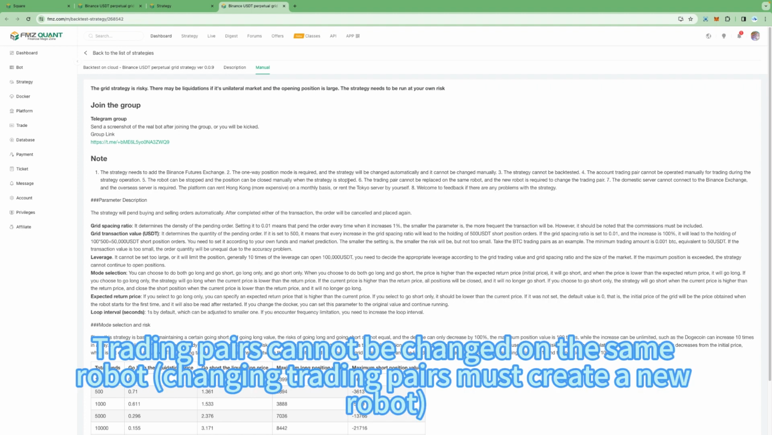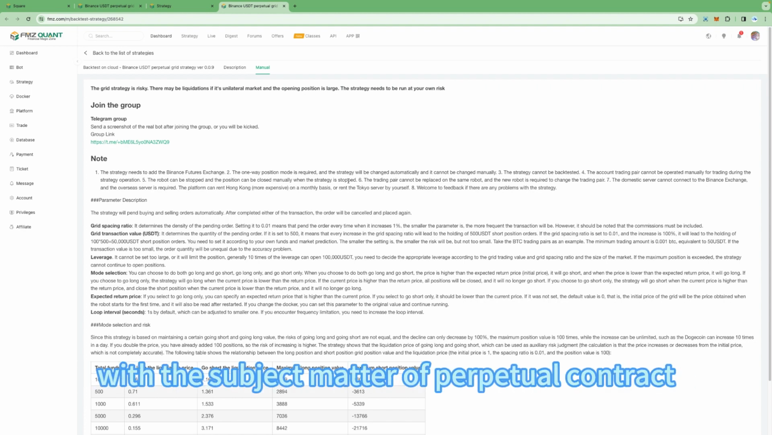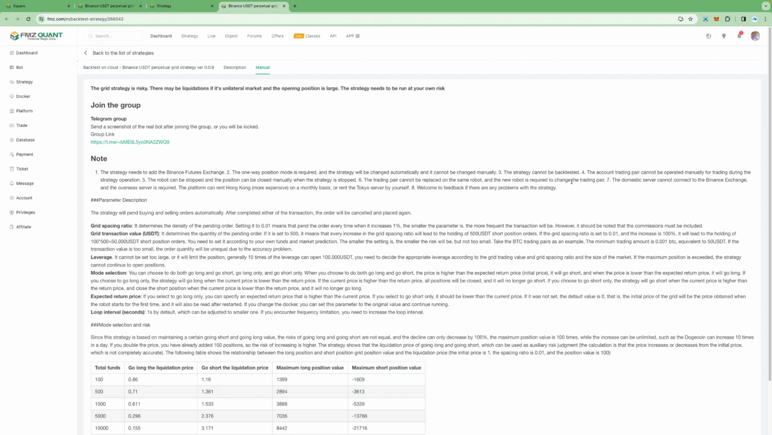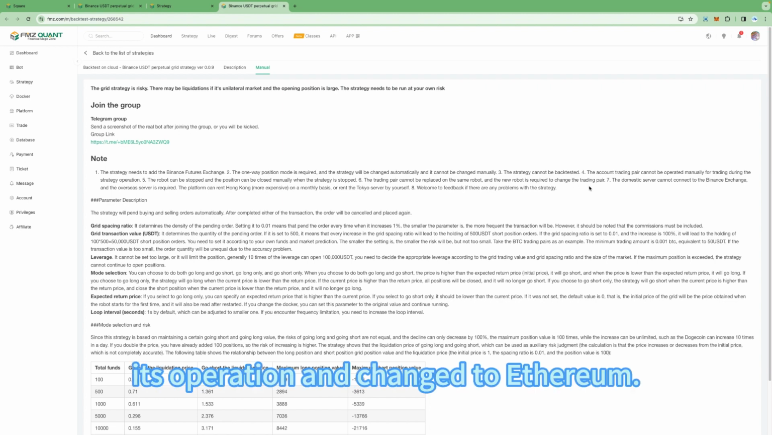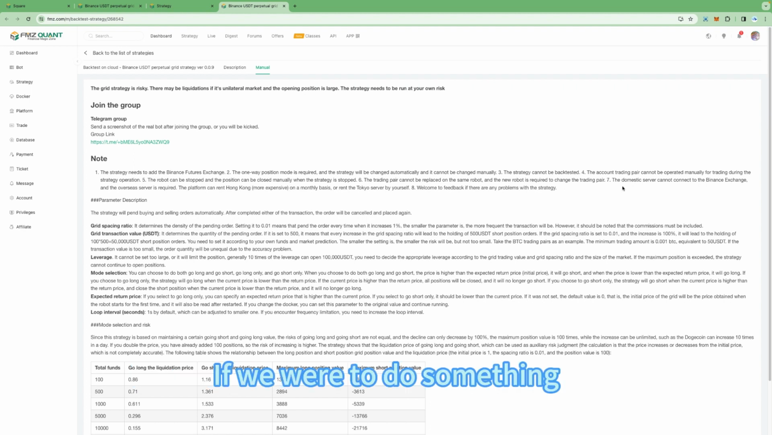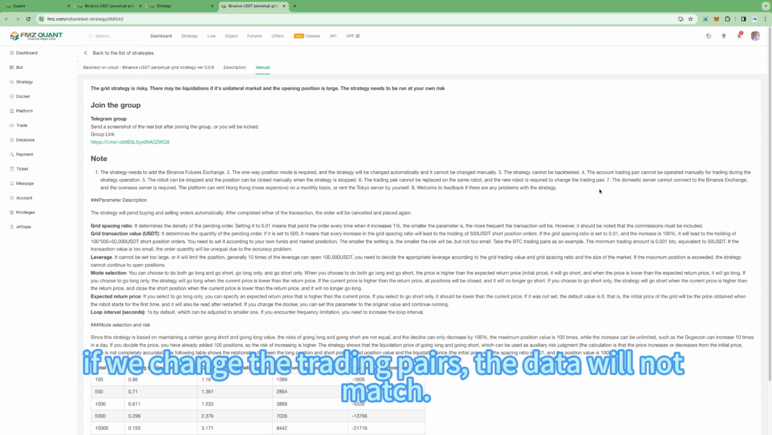Trading pairs cannot be changed on the same robot. We would start with the subject matter of a perpetual contract in BTC USDT. It cannot be stopped halfway through its operation and changed to Ethereum. If we want to do something else, we need to rebuild a robot, because it may record some data in some transactions. If we change the trading pairs, the data will not match.